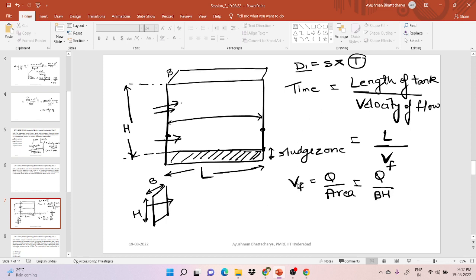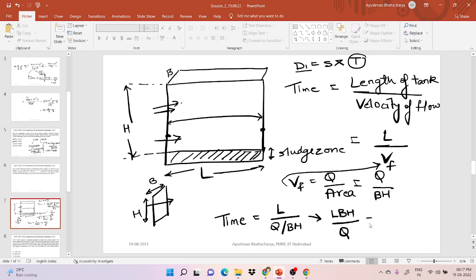So substituting this Vf, time will be L upon Q by BH. So I have substituted Vf here: L upon Q by BH. If BH moves to the numerator, it will be LBH by Q. So basically LBH is the volume of the tank, so time is equal to volume of the tank by discharge.